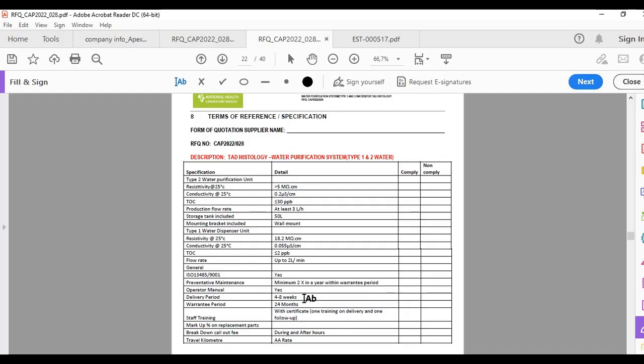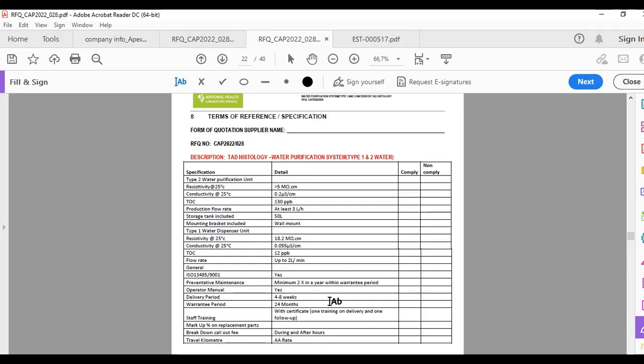So if, for instance, they need a freezer within 4 to 6 weeks, that might not be possible for us if the freezer is not in stock, because our freezers generally take 10 to 14 weeks to come in. So we would say non-comply here and state 10 to 12 weeks. But in this case it does, so we'll take yes or comply.